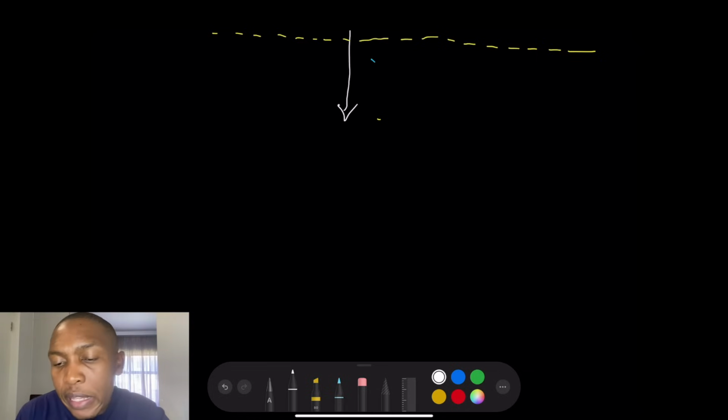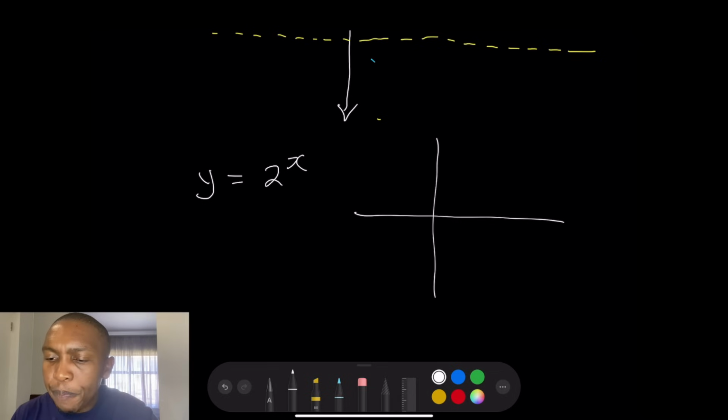So suppose I had a graph, let's say y is equal to 2^x. Remember, in this case I now want to have a translation. Now what would this graph look like? Remember we said it would be a graph that looks like that, and I know it would cut through 0 and 1, where x is 0 and y is 1.